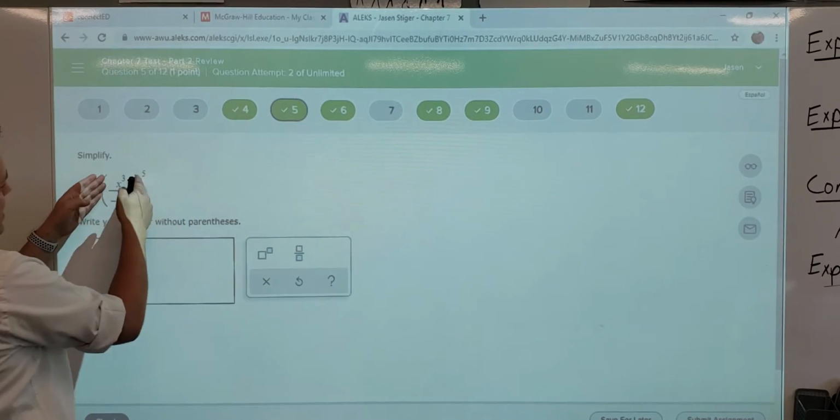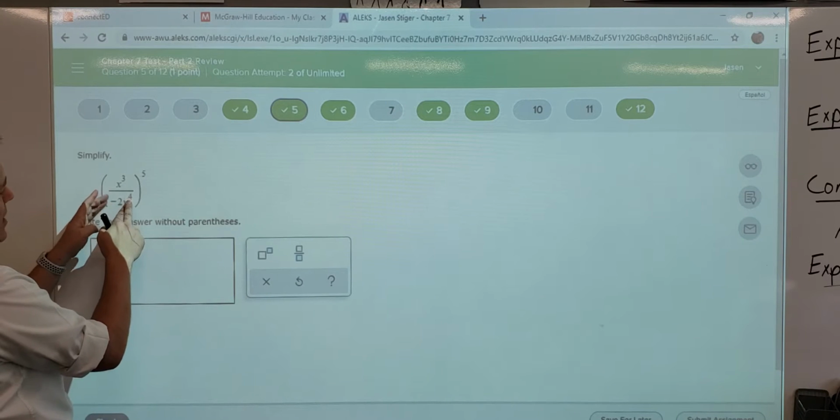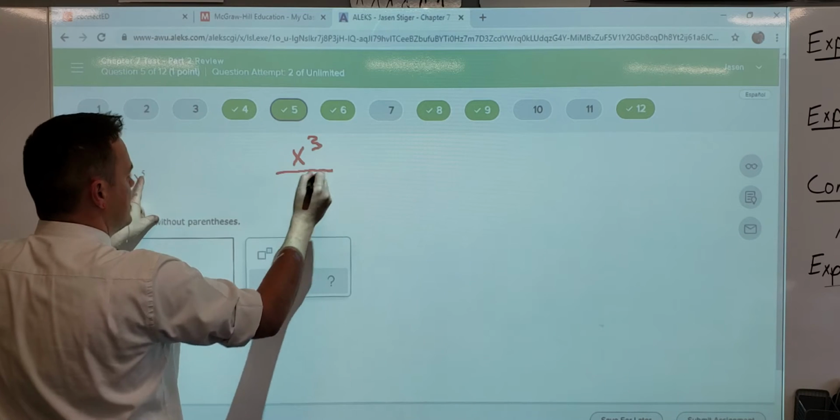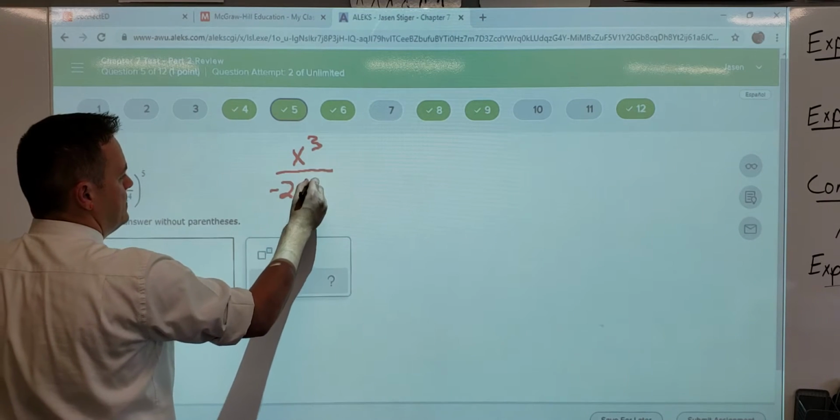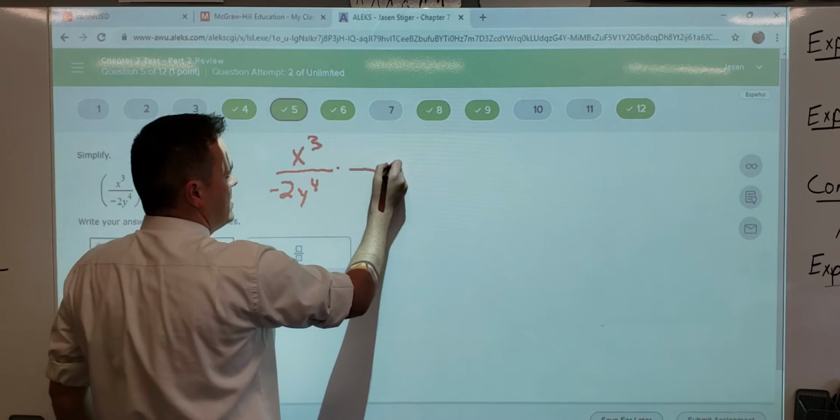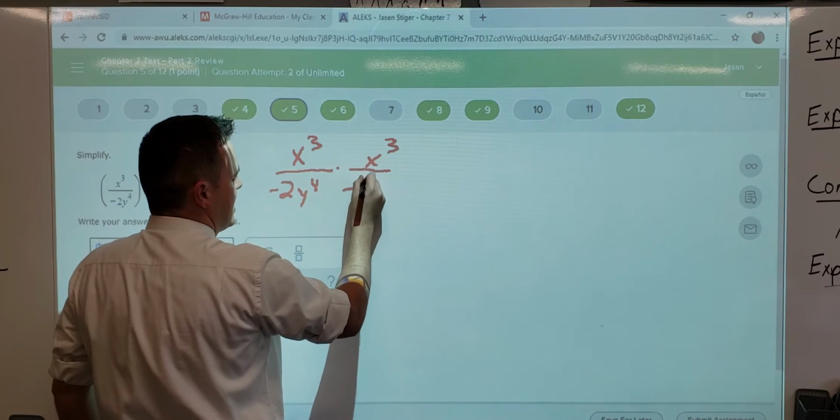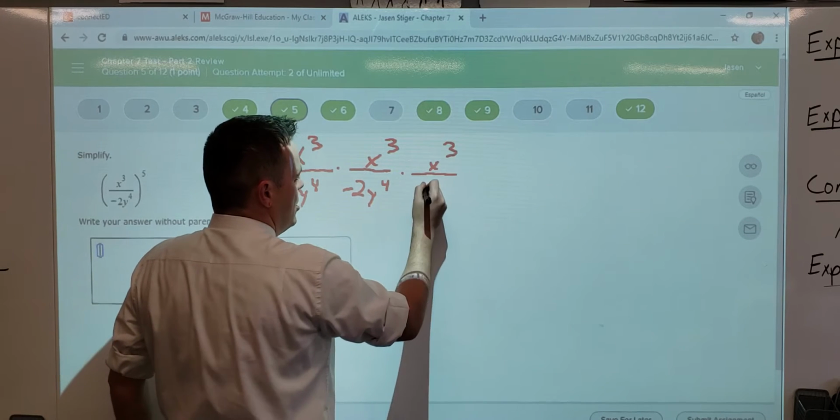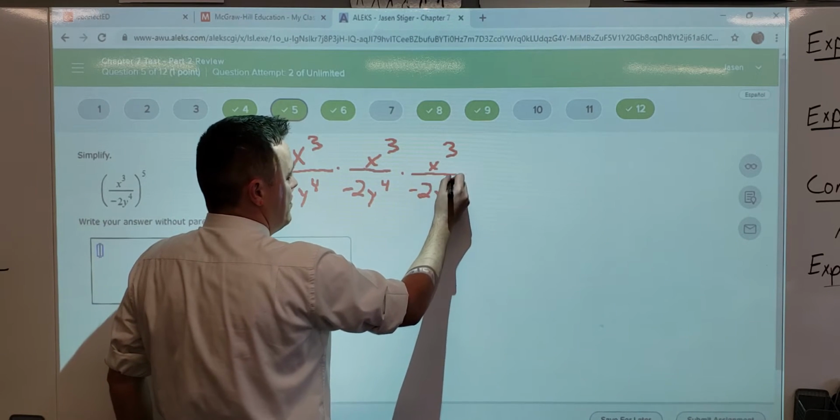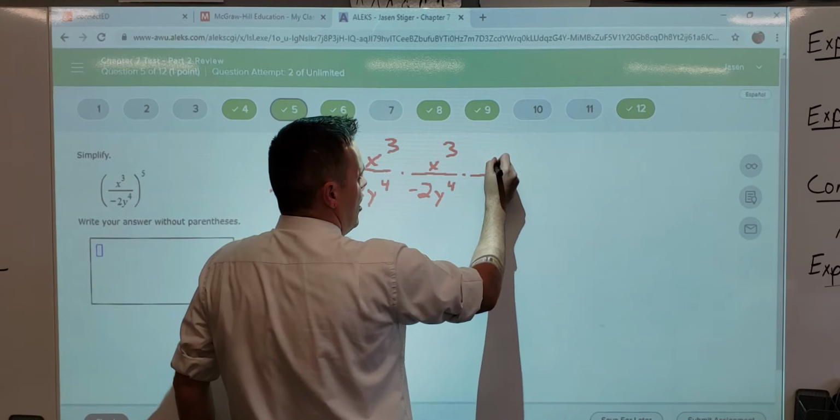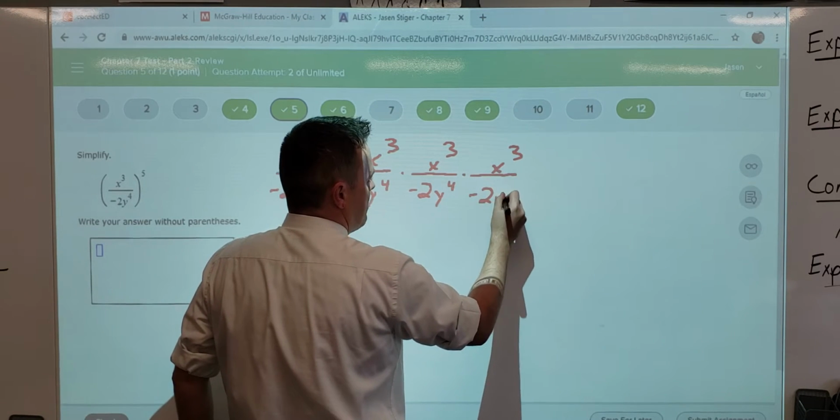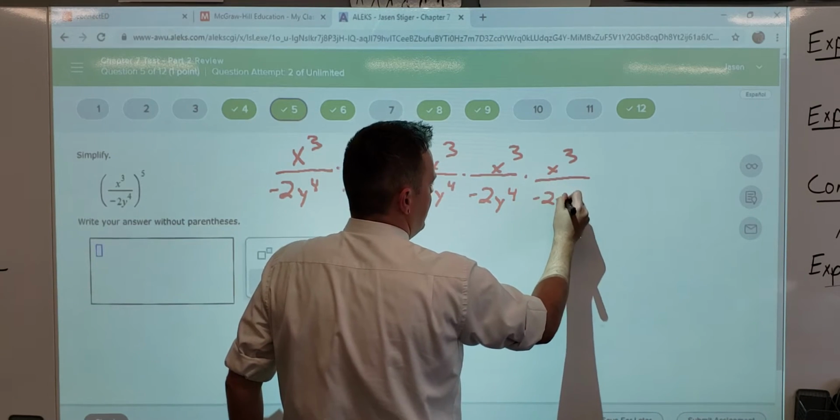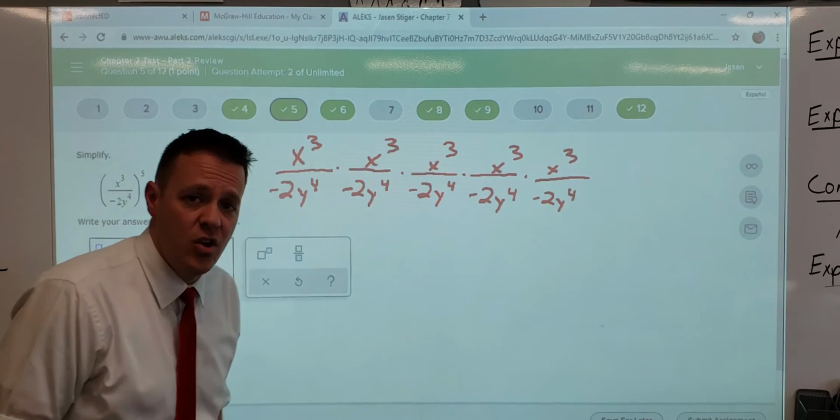All right, so x to the 3rd over -2y to the 4th, to the 5th power, means there are 5 of these. So what I'm going to do is write it out one time so you guys understand the concepts. Hopefully you'll be able to put the pieces together where you don't have to write this out, but some of you I know will. Take your time and write these problems out on the scratch paper that's going to be provided to you. If you can write these out, then you know you'll be successful.